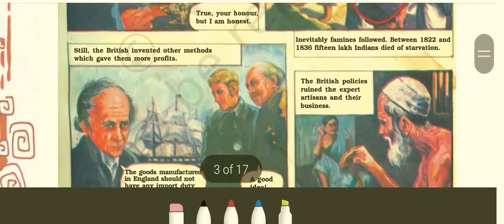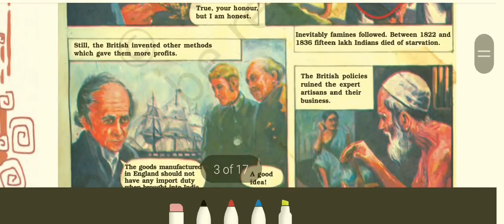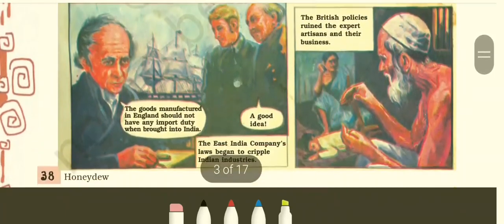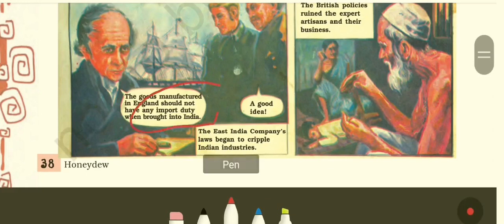Let's find out. Still, the British invented other methods which gave them more profit. The Britishers came out with one idea after another that gave them more profit. Okay, so what does this man have to say? He says the goods manufactured in England should not have any import duty. Import duty here refers to tax, when brought into India.